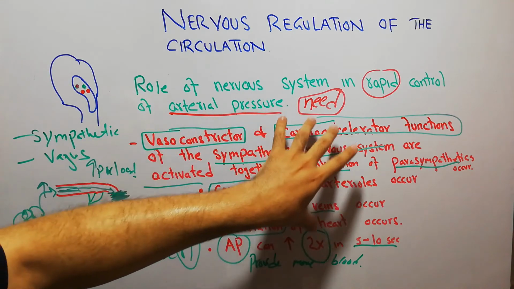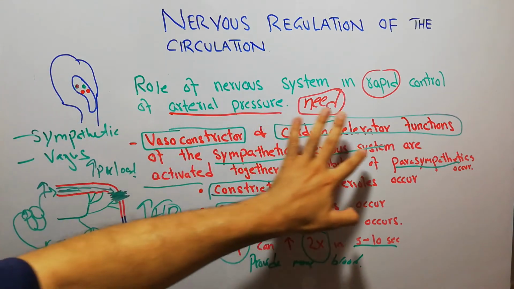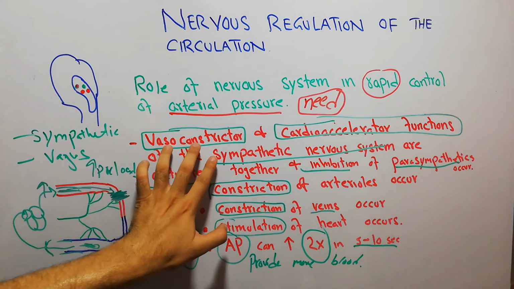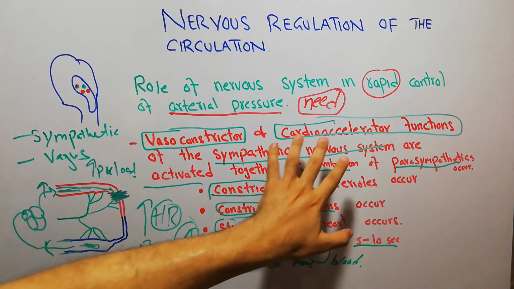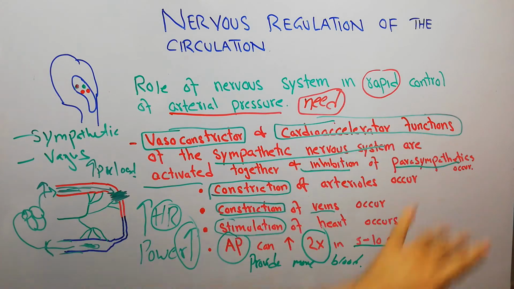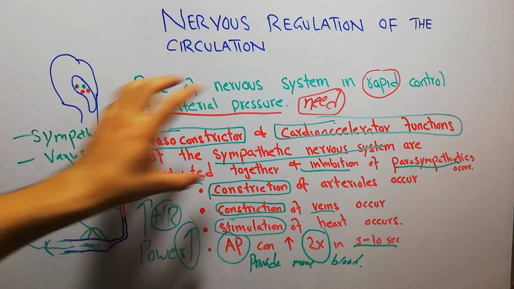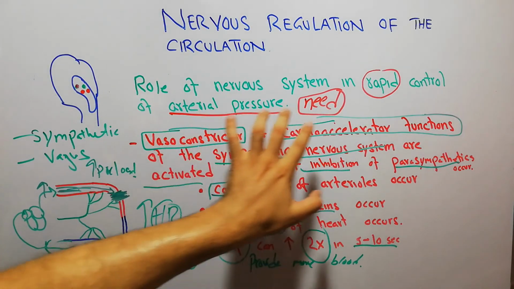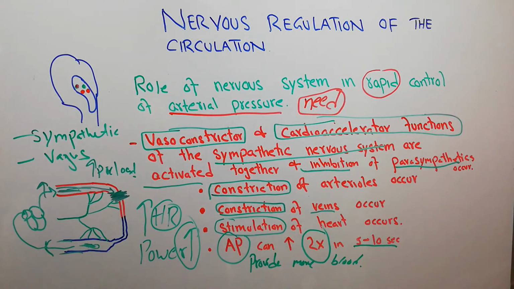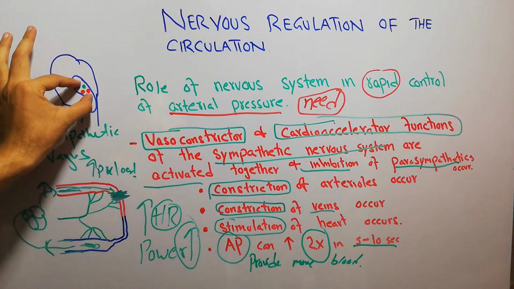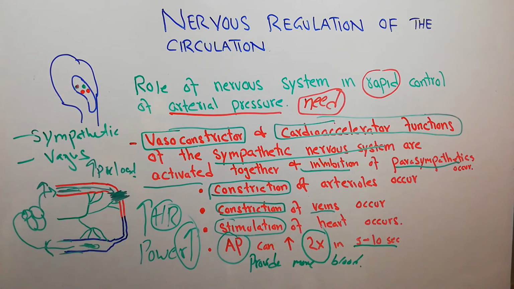So in such conditions, the sympathetic nervous system in the vasomotor center gets activated. It activates the vasoconstrictor fibers. It also activates the cardioaccelerator fibers, and it inhibits the parasympathetic fibers. All of these signals, the vasoconstrictor, the cardioaccelerator, and the sympathetic and parasympathetic, are controlled with the help of the vasomotor center of the brain.